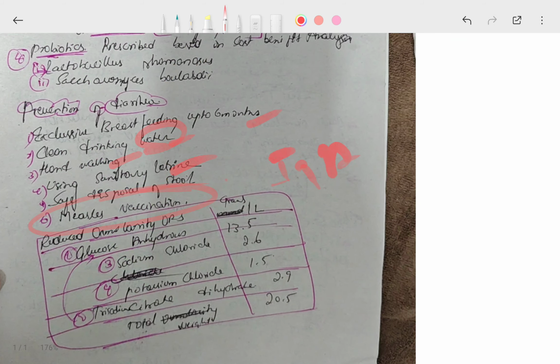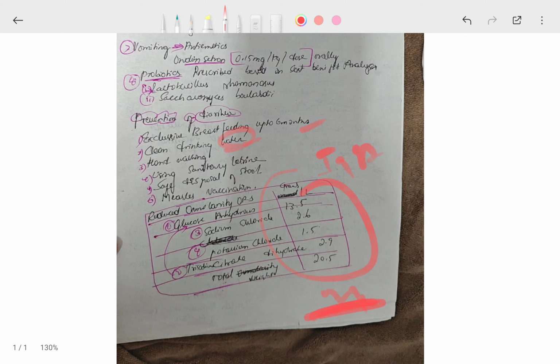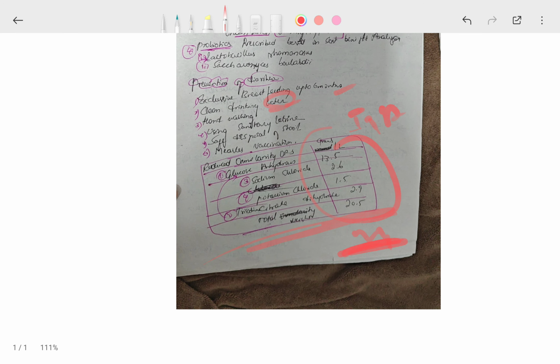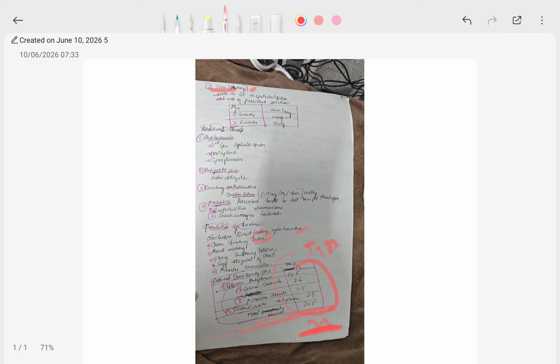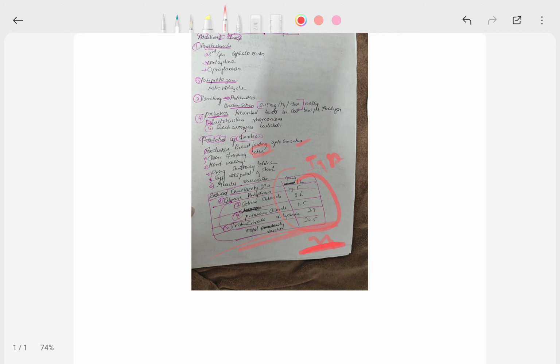by measles vaccination. Now reduced osmolarity, that I already told, but this is in milligrams. This concentration in milligrams, you need to mug up if you can remember this, or else this is not required. Now moving on.